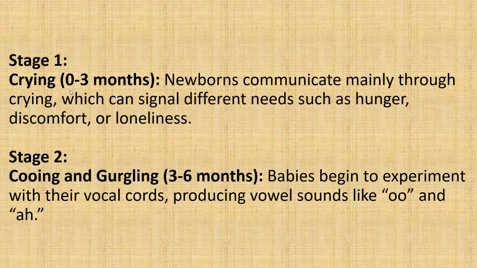And then comes stage 2, cooing and gurgling, 3 to 6 months. From 3 months to 6 months, babies begin to experiment with their vocal cords, producing vowel sounds like oo and so on. So, cooing and gurgling. They can't properly make sounds, but using their vocal cords, they try to form certain sounds. That is the second stage, 3 to 6 months. And see this.